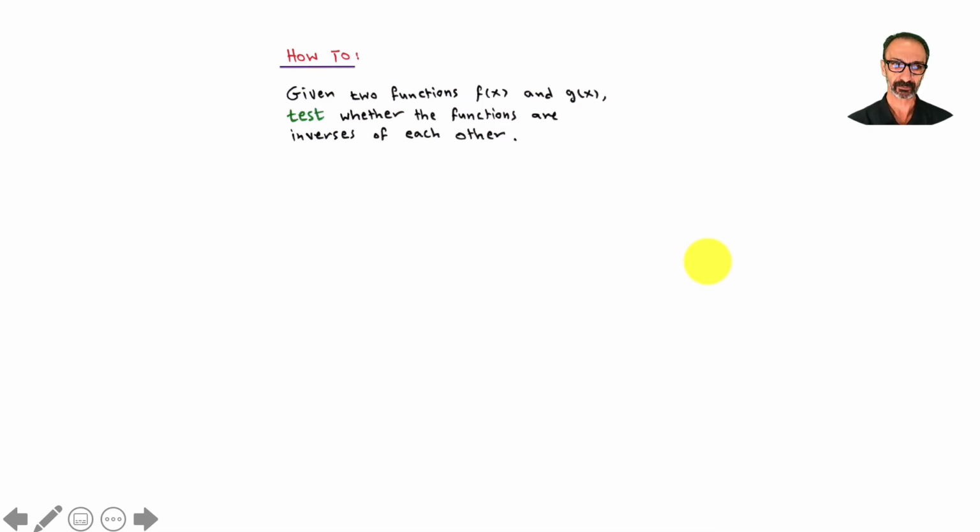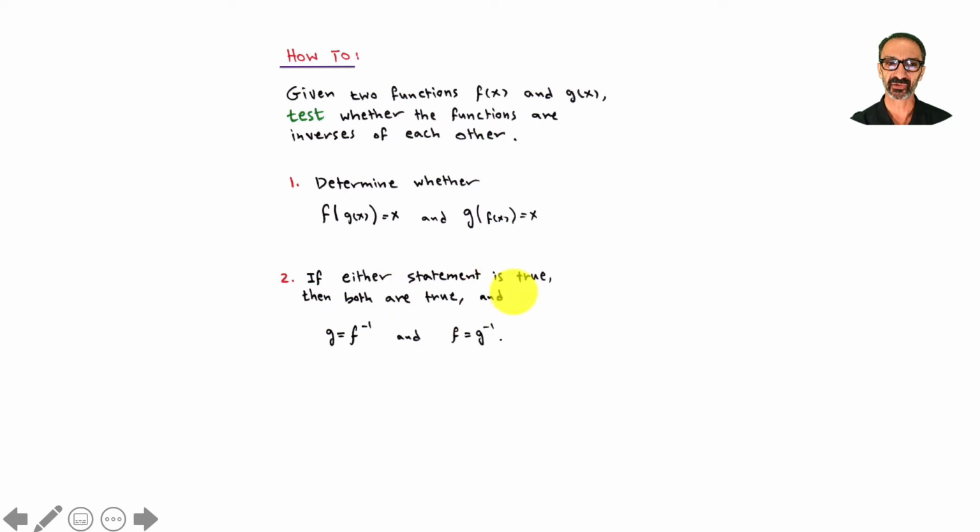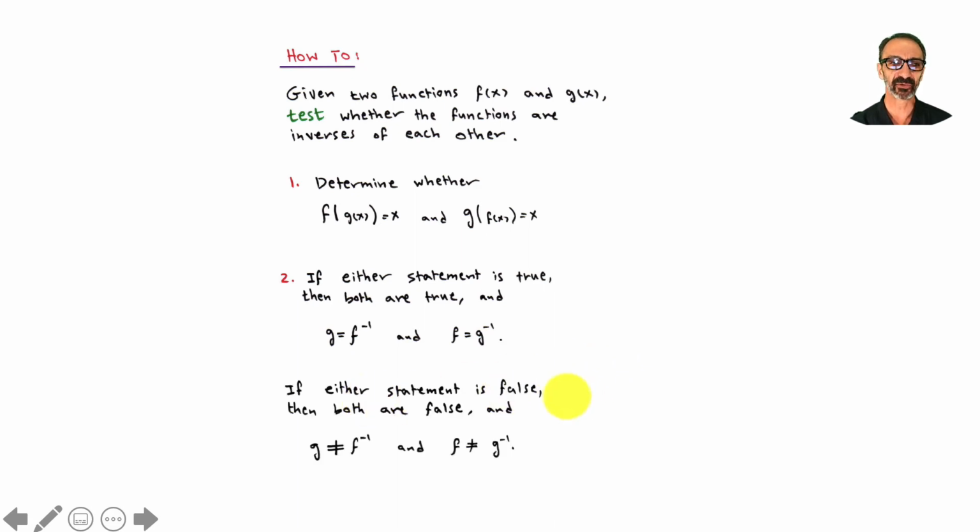How to? Given two functions f of x and g of x, test whether the functions are inverses of each other. These are like notes about what I was talking about just seconds ago. Determine whether f of g of x equals x and g of f of x equals x, just like the way we did it in the previous example. If either statement is true, then both are true. We say g is f inverse, and we say f is g inverse. If either statement is false, then both are false.